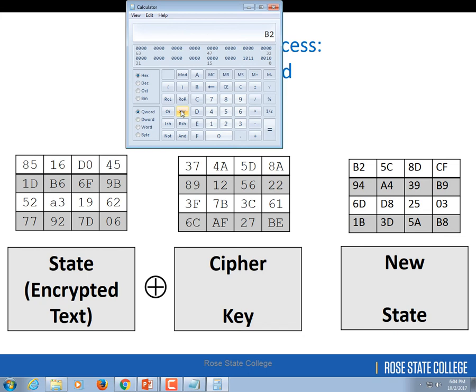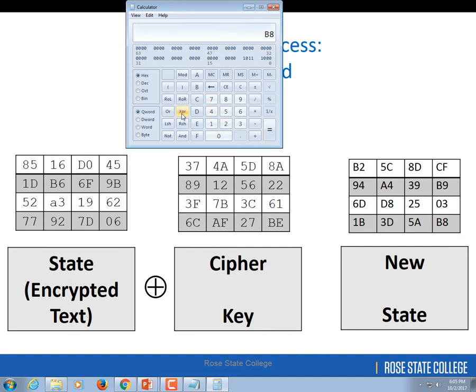So if I took the bottom right hand block, 06 and BE, XOR with what? BE. What should I get? B8. B8. Hey, what happens if you XOR B8 and like 7E?